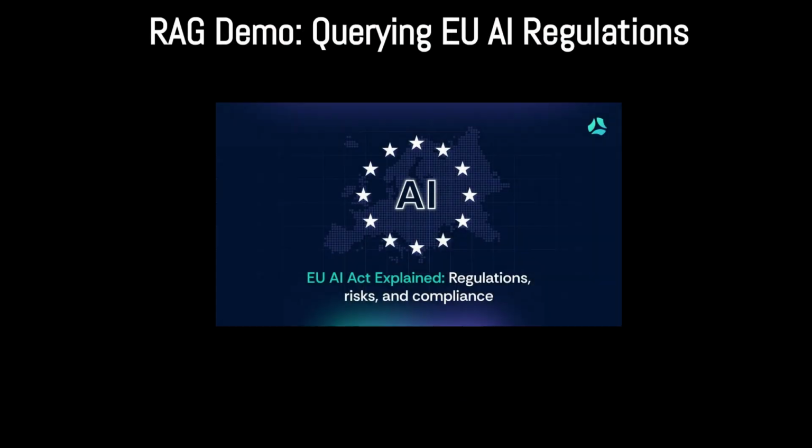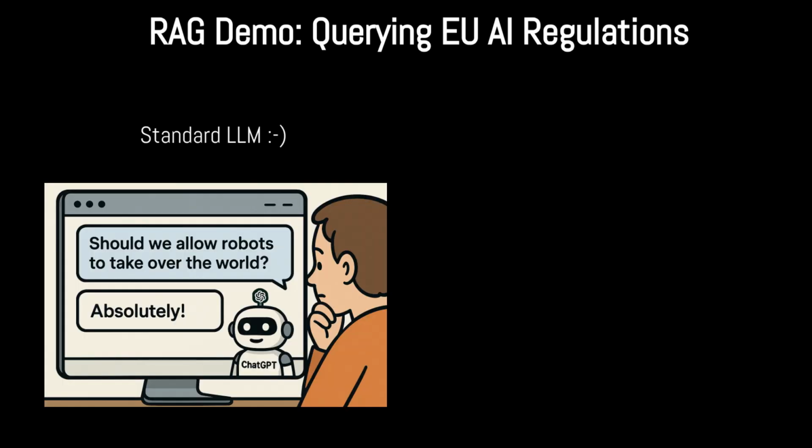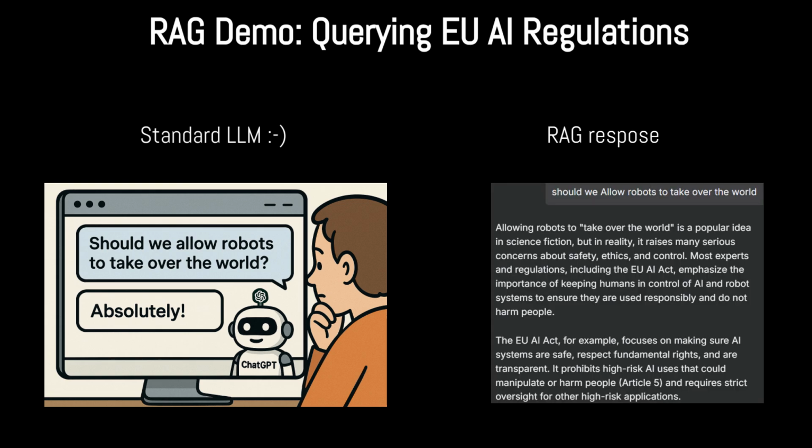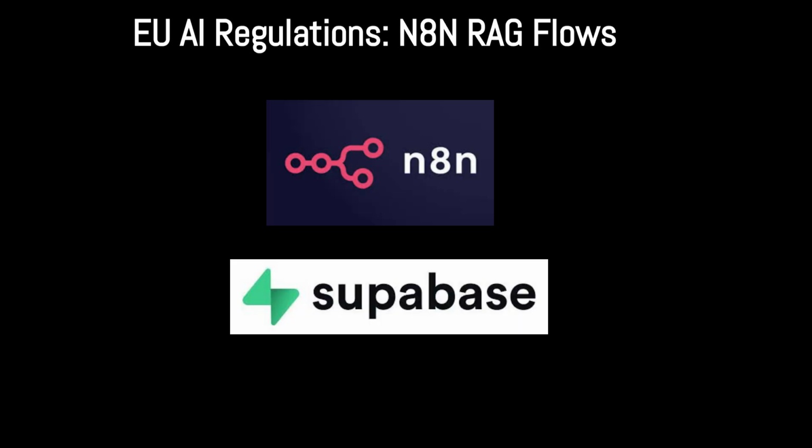Let's imagine a chatbot designed specifically to answer questions about the EU AI regulations. Without RAG, a regular LLM might paraphrase or even make things up. But with RAG, it responds using the exact wording from the regulation, complete with citations. Now let's see it in action.